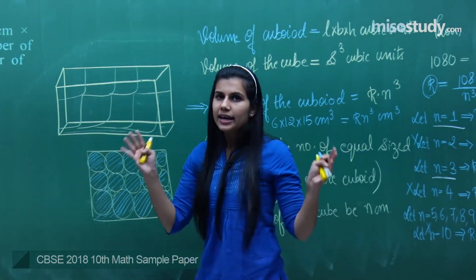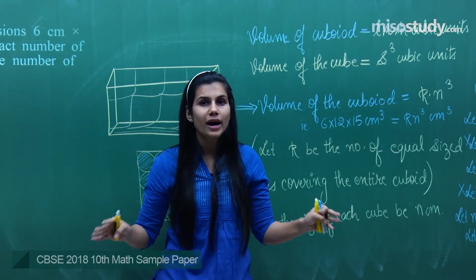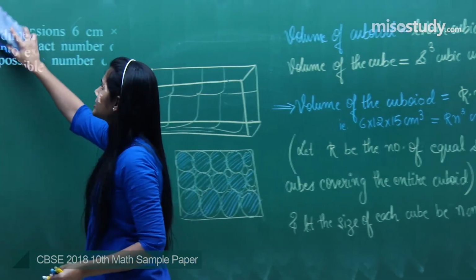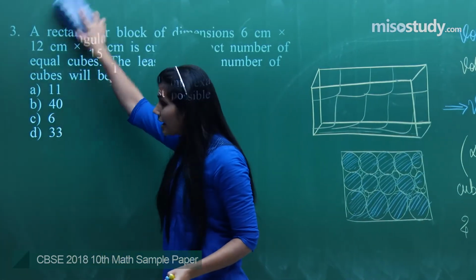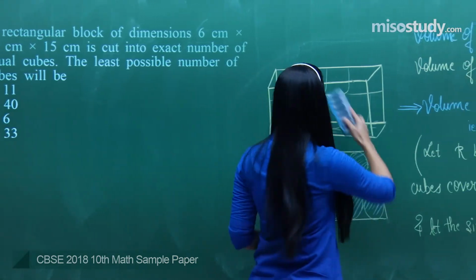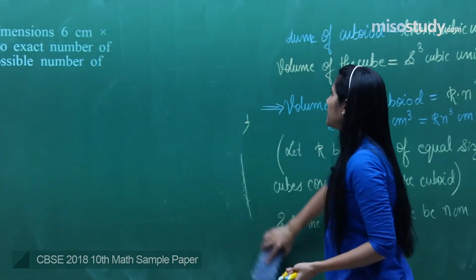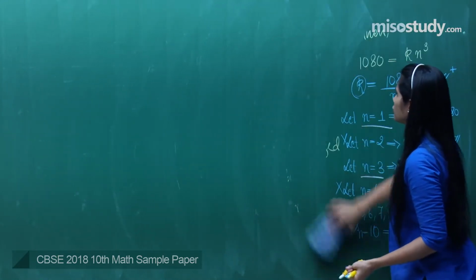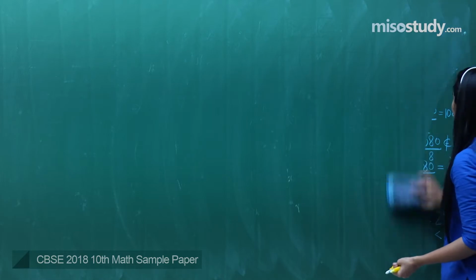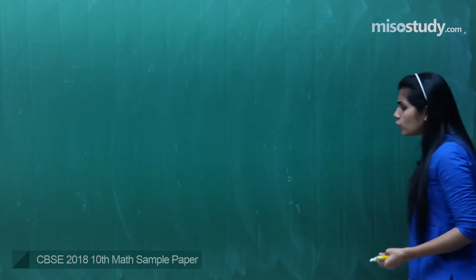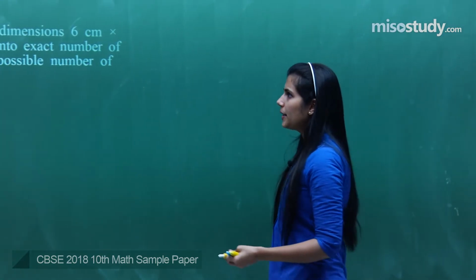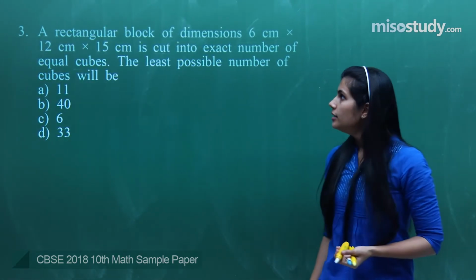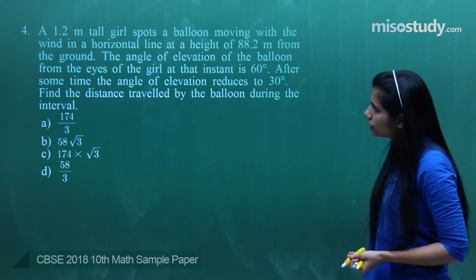Bigger the object, lesser is the number of objects required to cover the space, and smaller the size of the object, larger is the number of objects required to cover a certain space. This is the only concept which was used to tackle this question. Otherwise, this question was very easy. Only two formulas from mathematics were demanded, the volume of the cube and the volume of the cuboid. Okay? Let's move to the next question.